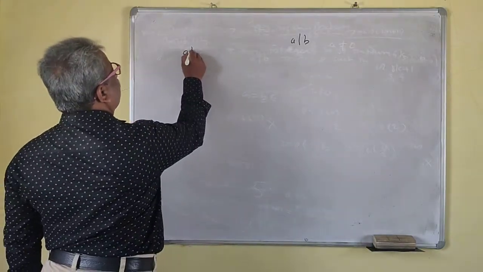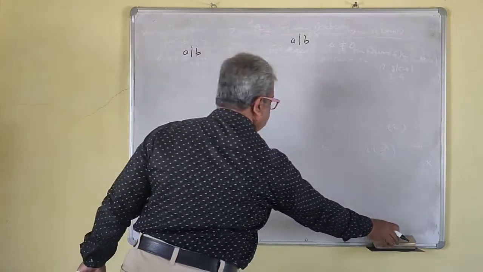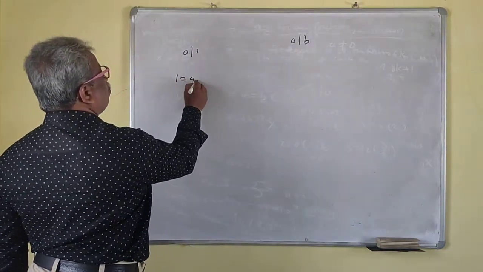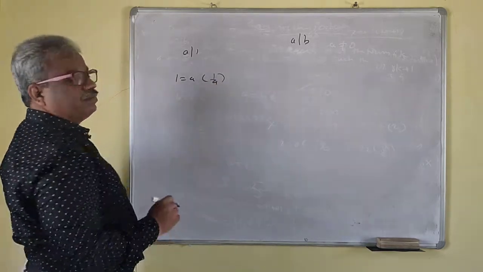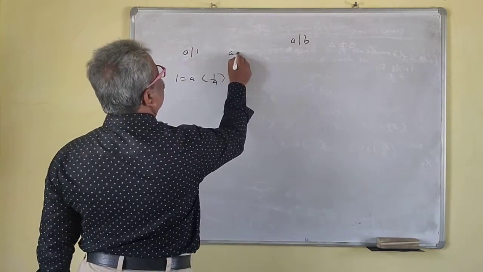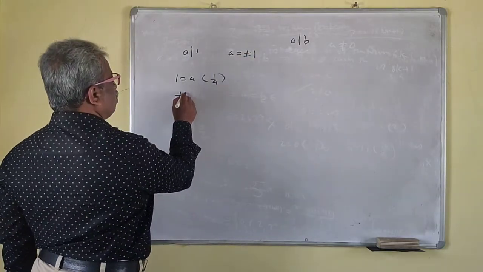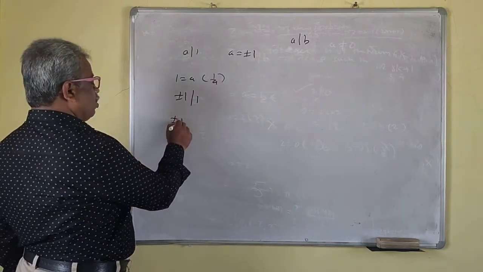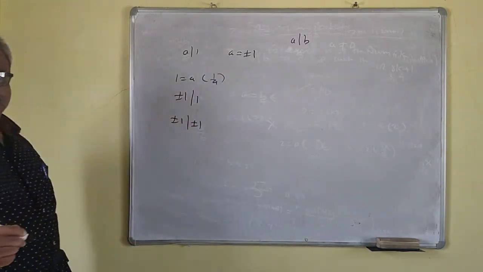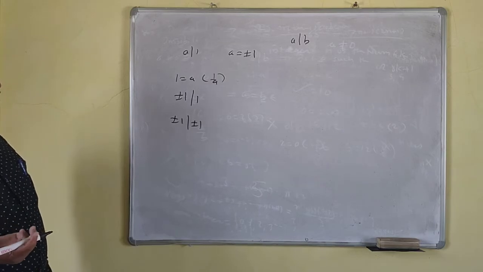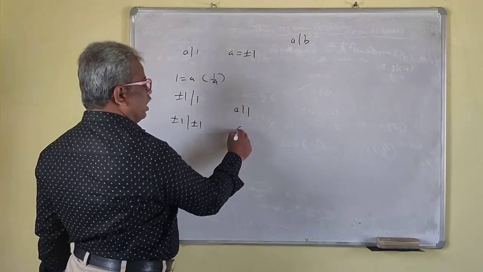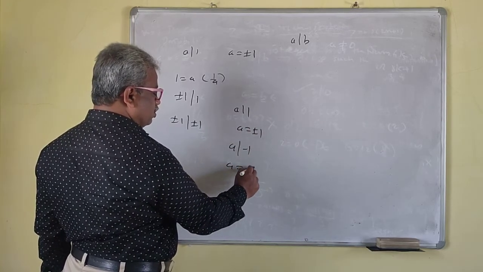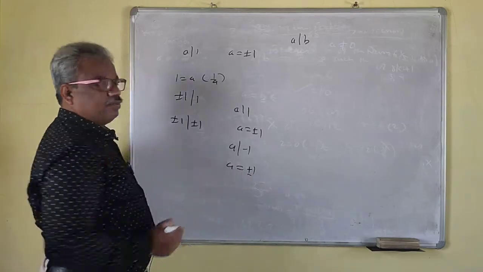Suppose a divides 1. Can you write 1 is equal to a times something? Then a should be plus or minus 1. So plus or minus 1 divides 1, only plus or minus 1 divides 1. This is also true: plus or minus 1 divides plus or minus 1. So whenever a divides 1, then a should be plus or minus 1. Whenever a divides minus 1, a should be plus or minus 1.